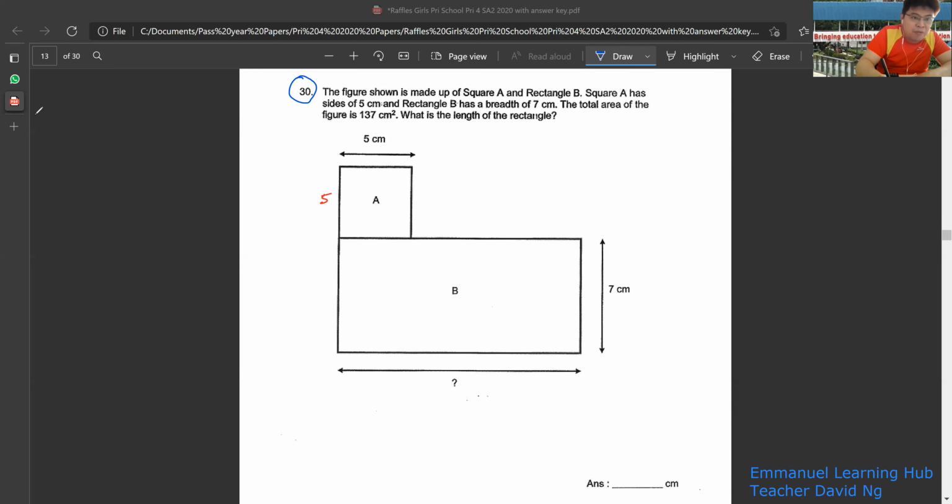Can you tell me what's the area of square A? Area of square A is 5 times 5. That's equal to 25. Can you tell me what's the area of rectangle B?